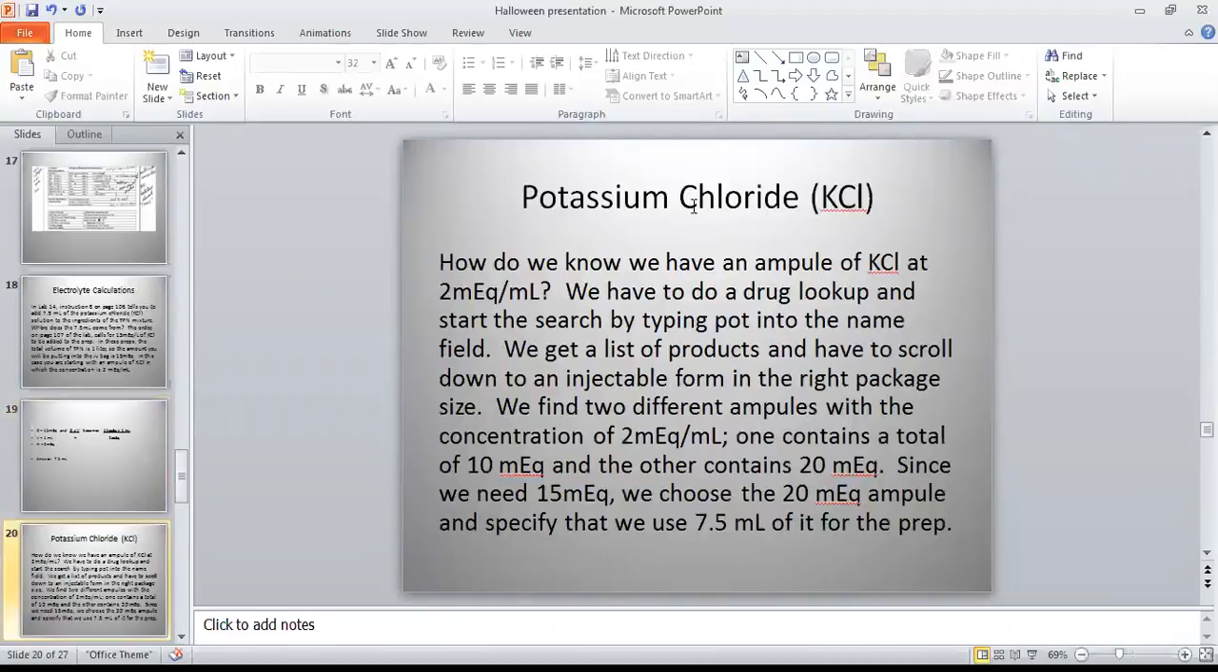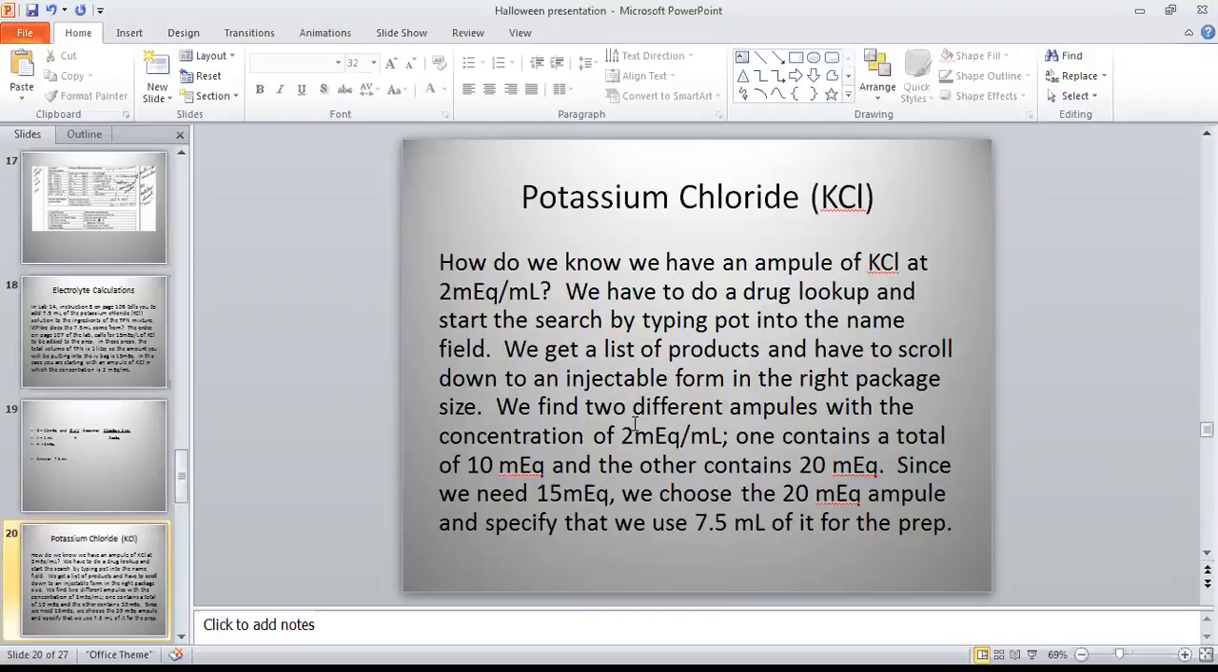So now, if we look at the potassium chloride, how do we know we have an ampule of potassium chloride that contains 2 milliequivalents per milliliter? Well, we have to do a drug lookup and start the search by typing POT into the name field. We get a list of products, scroll down to an injectable form of potassium chloride, okay? And we find that we're looking for an IV form. We don't want tablets, we don't want anything else. We don't want solids, and we don't want great big IV bags, but we're looking for a small volume container that has an IV solution.